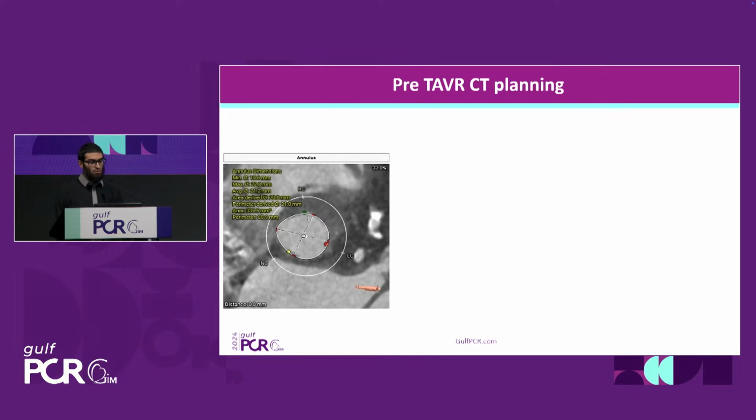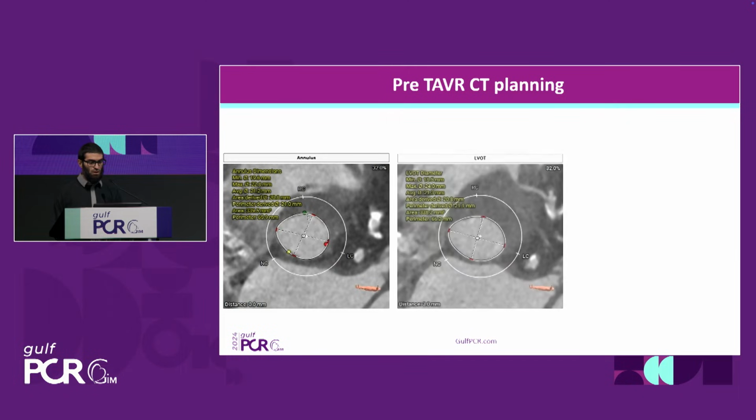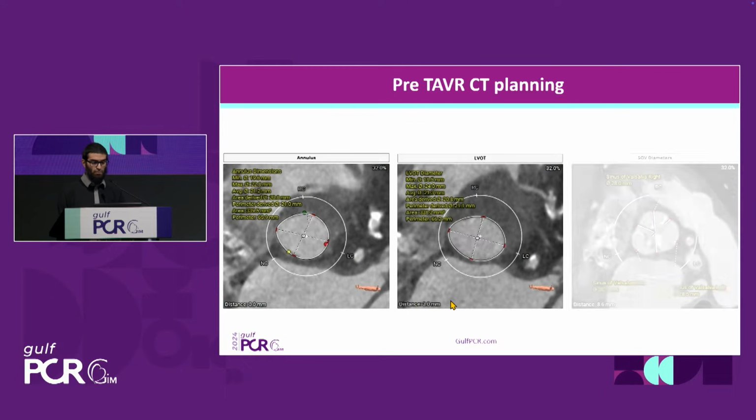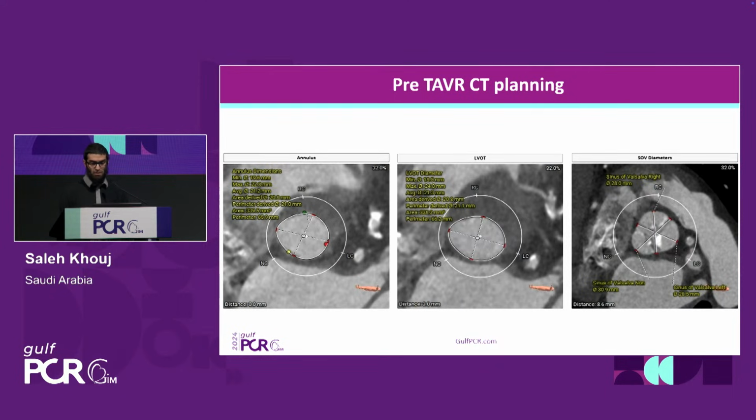This is the annular plane, which showed an area of 339 millimeters square. Perimeter is 65, so it's a small annulus. Moving to the LVOT, it's almost a similar measurement to the annulus, again small, at a distance of 3 millimeter depth. And he has wide sinuses with a mean of 29 millimeters.